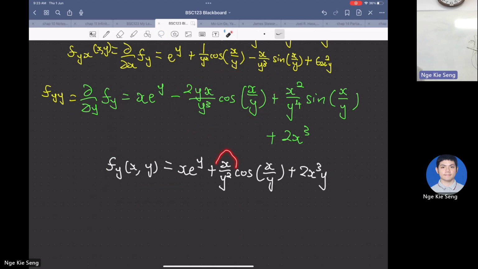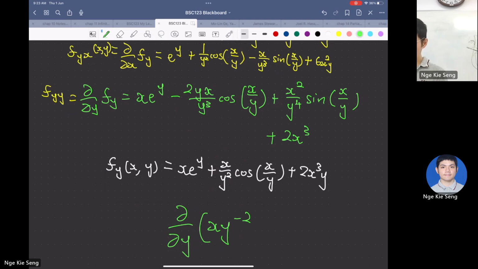So I differentiate this term here. How to differentiate this term? Let's check. So we get minus 2xy minus 3.